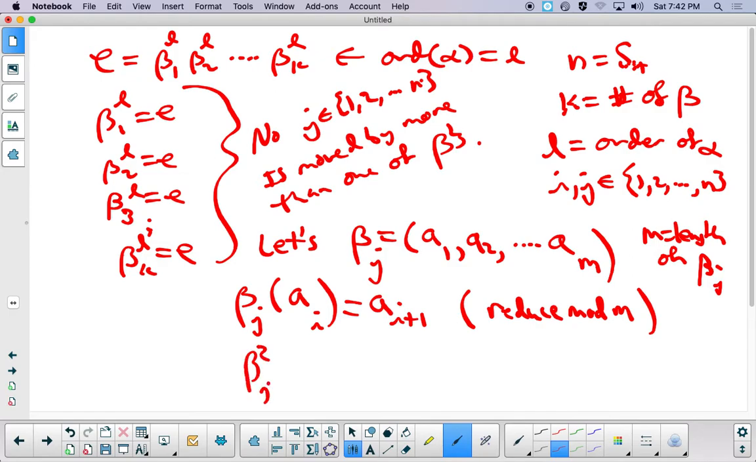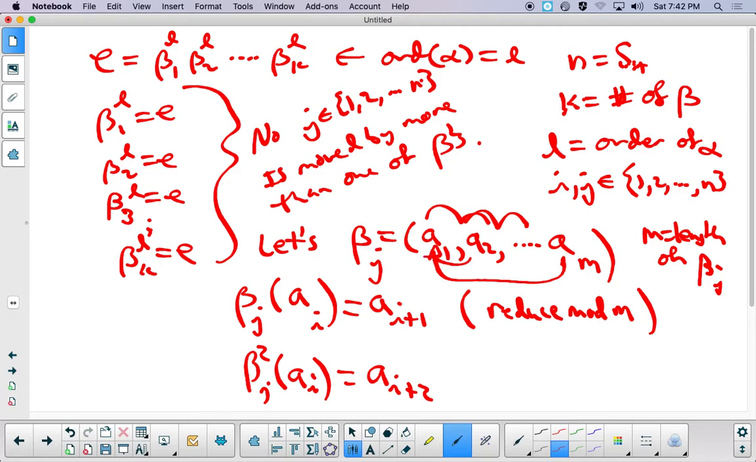beta j squared of AI is going to be, well, we jumped twice. So we're going to go from 1 to 2 and then to 3. And A2 is going to go from 2 to A3 to A4. And AM is going to go to A1 and then to A2. And so again, this is reduce that subscript mod M. And I guess I should say the subscript.